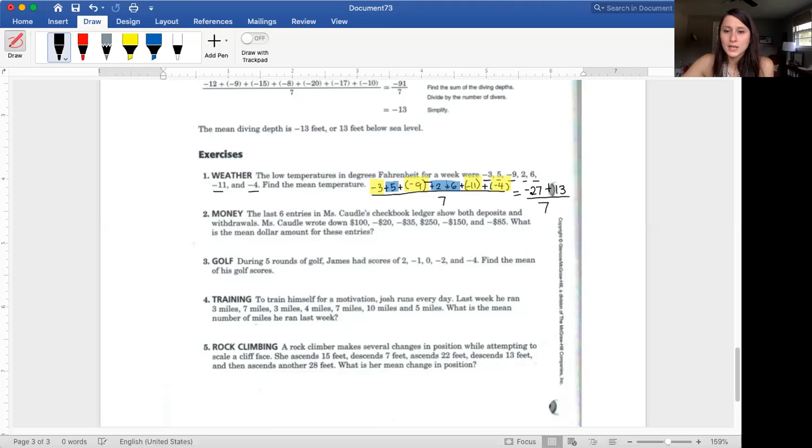I'm going to bring everything back together. I'm simplifying what I've done here. So I have -27 plus 13 divided by 7. And I don't have that much room here. That's why it's so squished. But ideally, I'd like you to put this underneath.